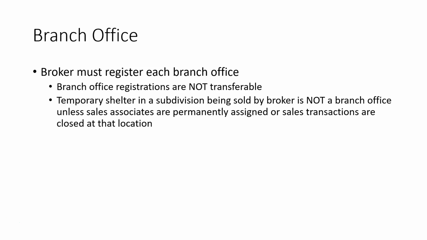If the broker wishes to have an office other than the main office, then the broker may need to register a branch office. Branch office registrations are not transferable, and a temporary shelter in the subdivision being sold by a broker is not a branch office unless the sales associates are permanently assigned there or sales transactions and contracts are written and closed at that location. This means a temporary trailer or the use of a garage just to shelter people from the wind and the rain and the sun, and to keep your advertising material, would not need to be registered.